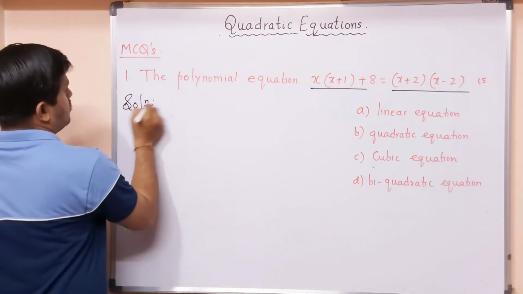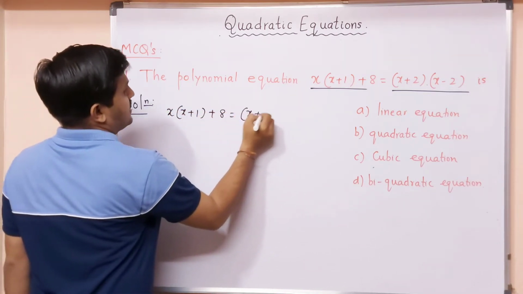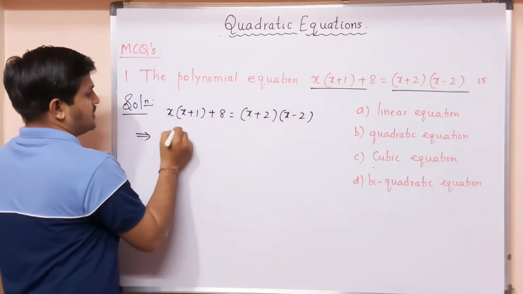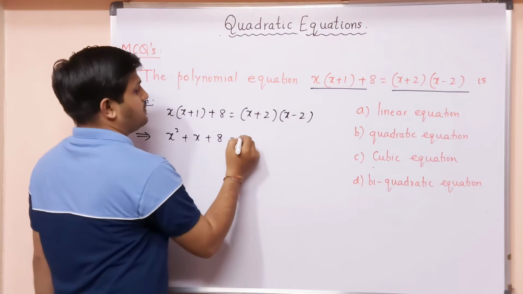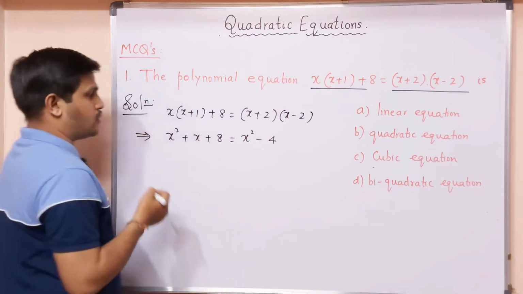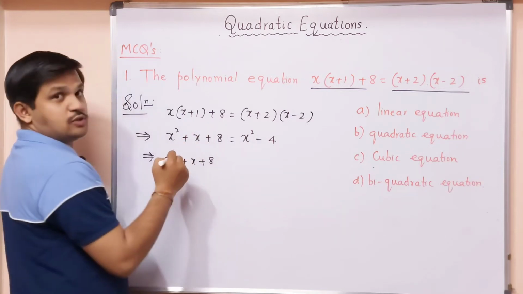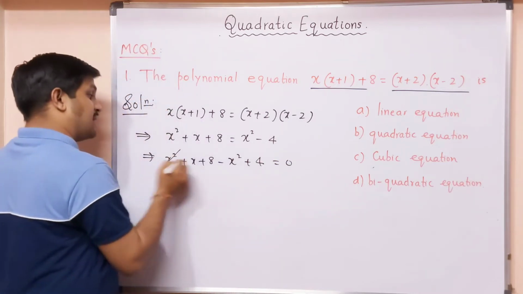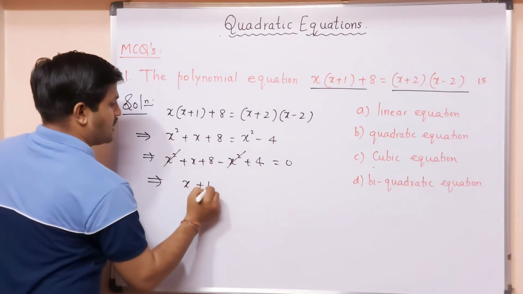So quickly note down the equation: x into x plus 1 plus 8 is equal to x plus 2 into x minus 2. Now simplify this. So this implies x square plus x plus 8 is equal to, here you see a plus b into a minus b, which is a square minus b square, x square minus 4. Shift this to the left hand side: x square plus x plus 8 minus x square plus 4 is equal to 0. The x square terms get cancelled, and what is left? x plus 12 is equal to 0.